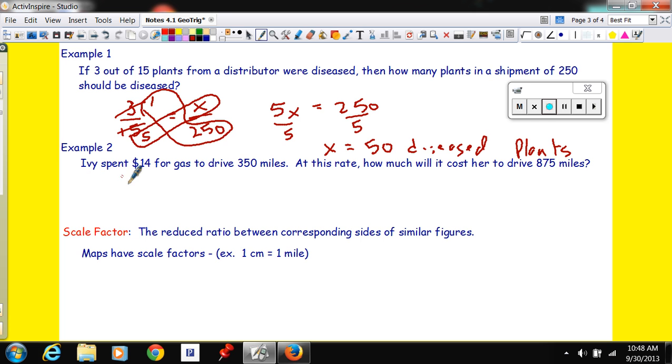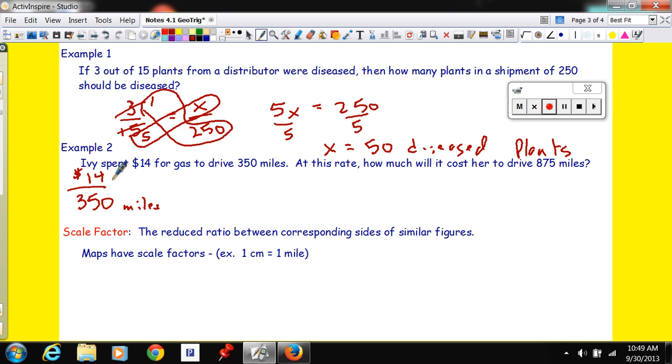Example 2 says Ivy spent $14 for gas to drive 350 miles. That's actually pretty good. $14 to go 350 miles. She must have a pretty good hybrid or an electric car or something. That's pretty good. So that's actually a ratio that we could use. $14 for 350 miles. Now in my ratio, I put the dollars on top and the miles on the bottom.